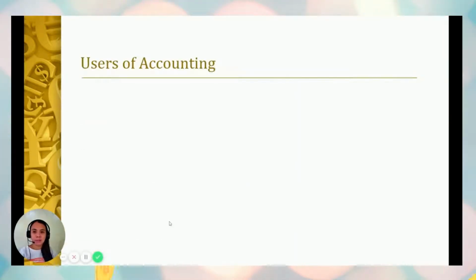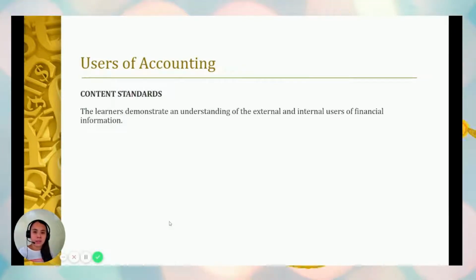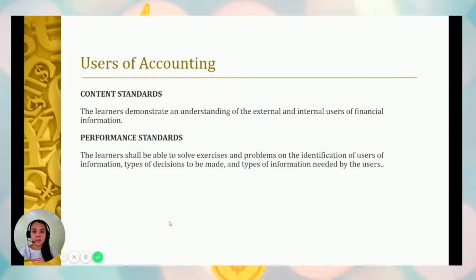So what do we expect for this lesson? Content standards. The learners demonstrate an understanding of the external and internal users of financial information. Performance standards. The learners shall be able to solve exercises and problems on the identification of users of information, types of decisions to be made, and types of information needed by the users.